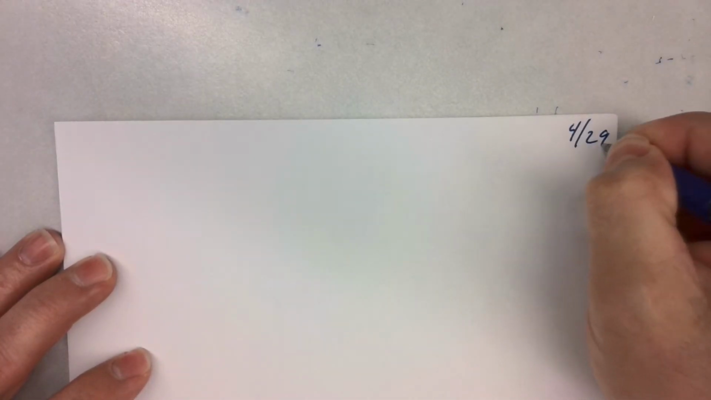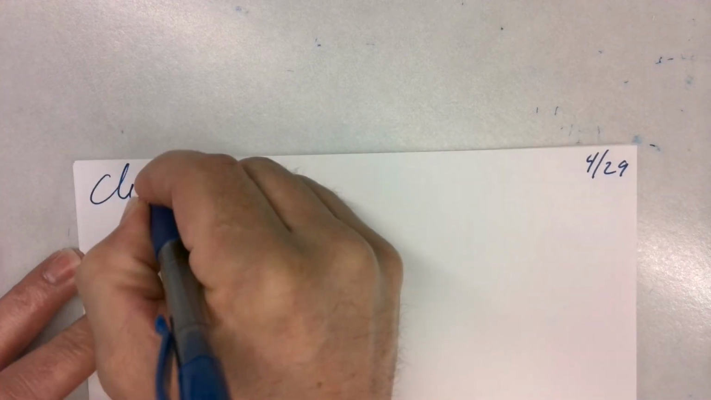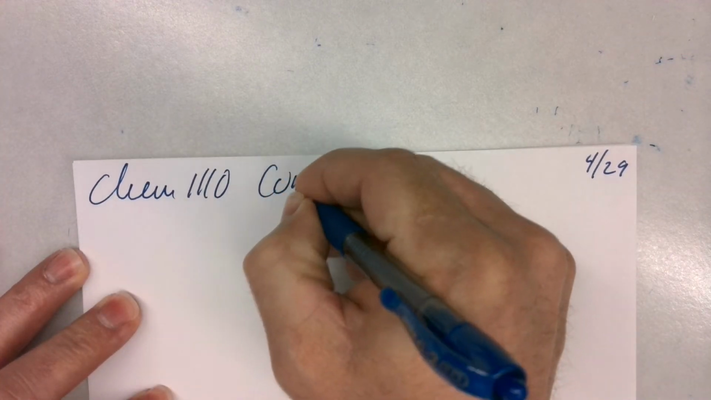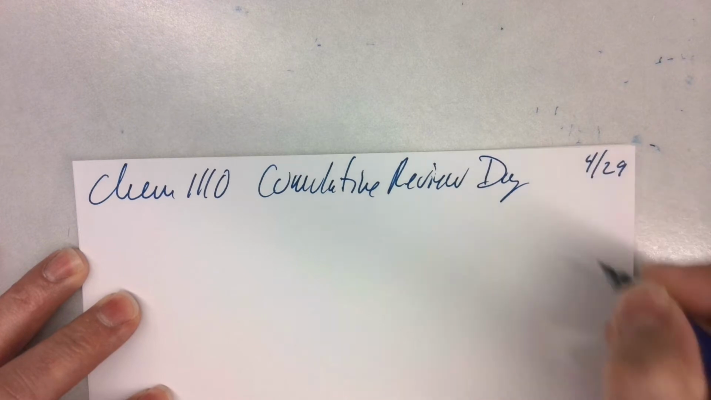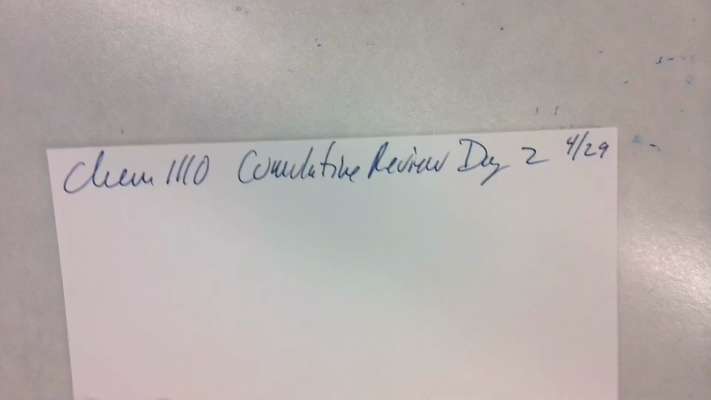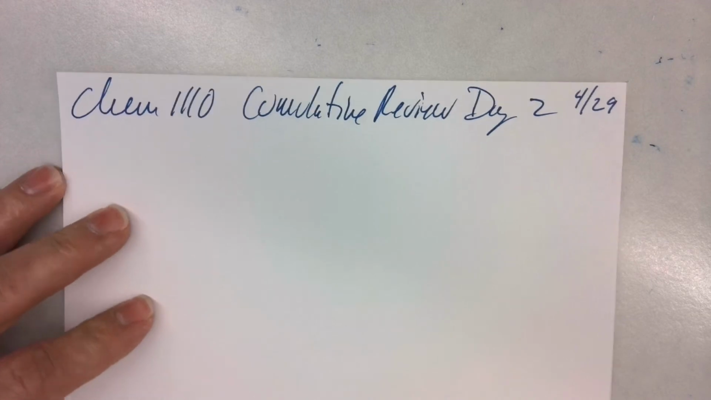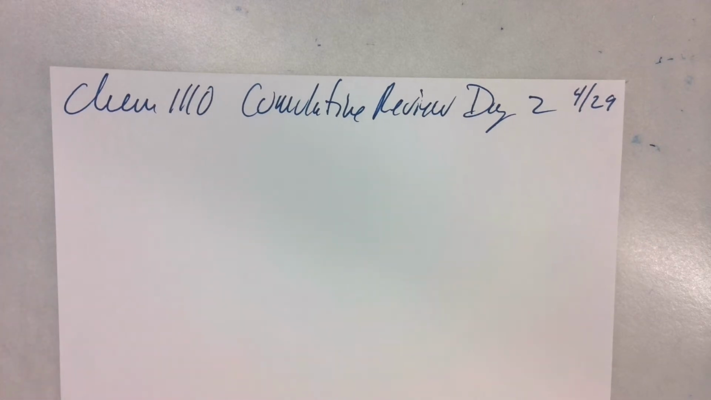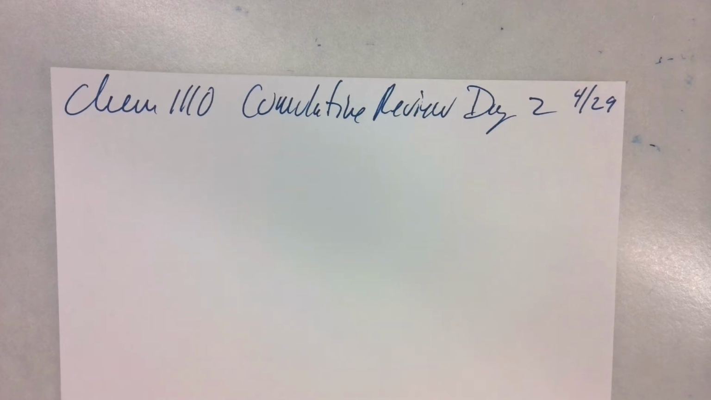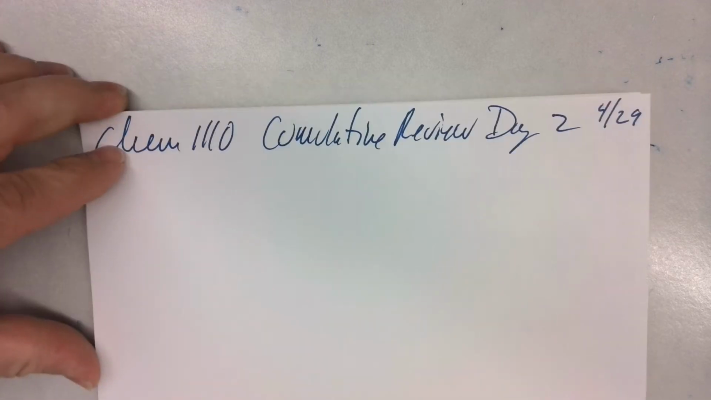Alright, so I got 429 today. And this is going to be Chem 1110, cumulative review, and this is day 2. I'm going to put these up by days. I don't know if anybody went and watched the last one, but I don't think I labeled it, but I will label them from now on, and we'll just go by day 1, day 2, day 3. And then I always put the date there so you have an idea. So if you were to miss one, you'll be able to go back and pull it up by the date. Okay? Alright, so we're going to continue on here.